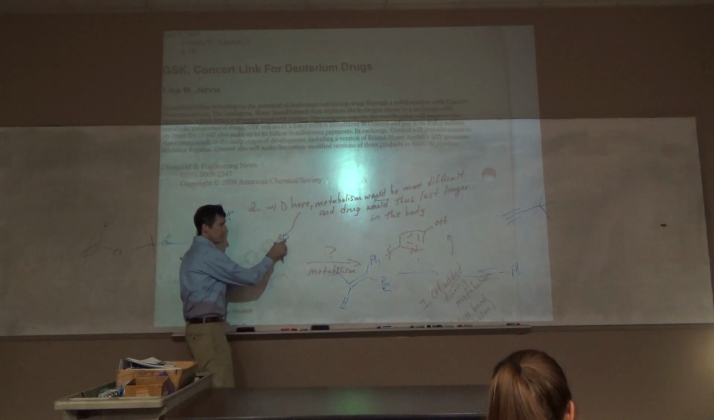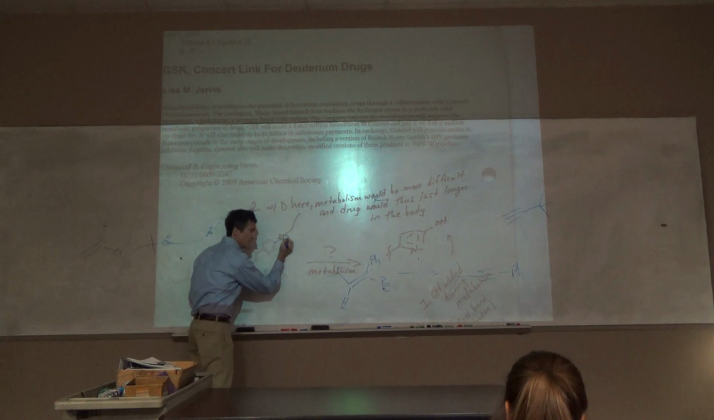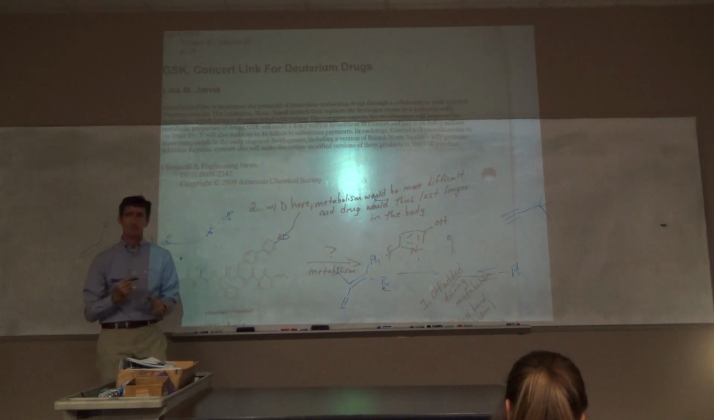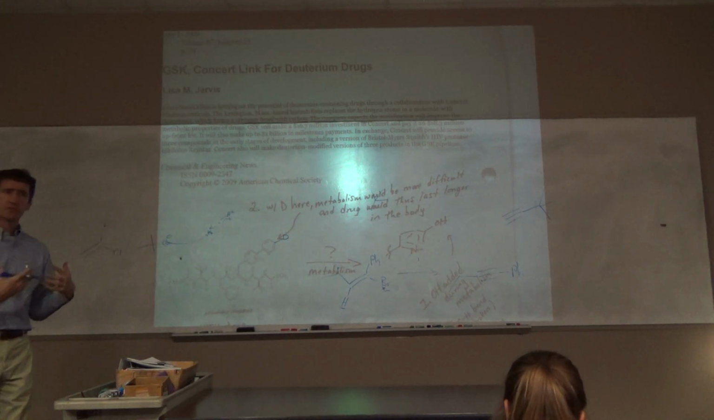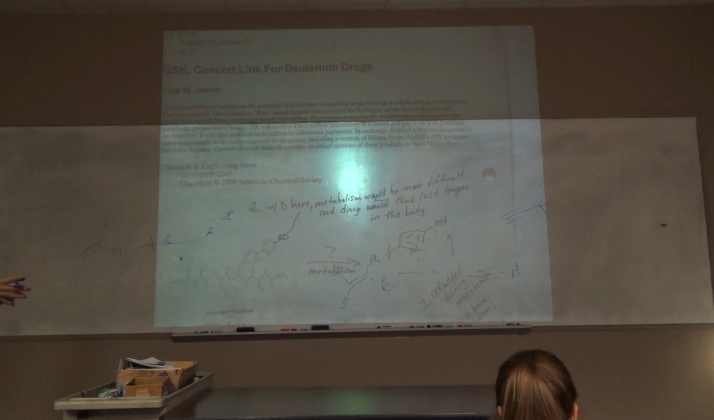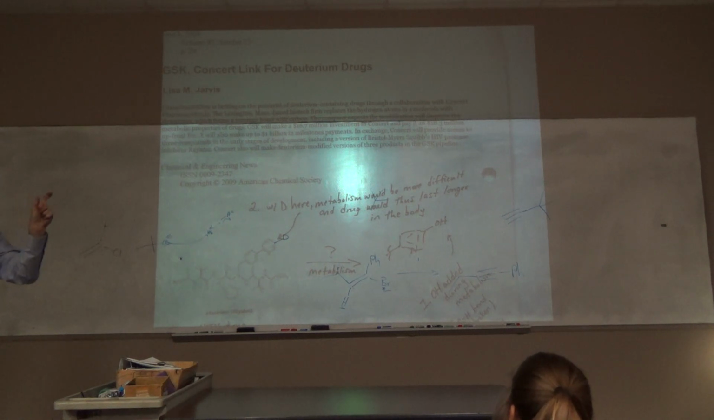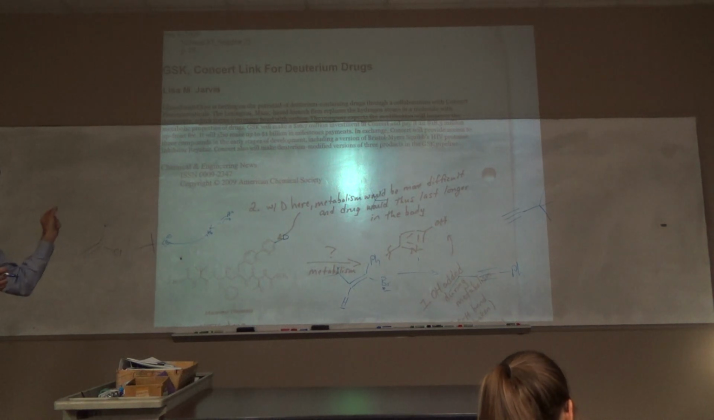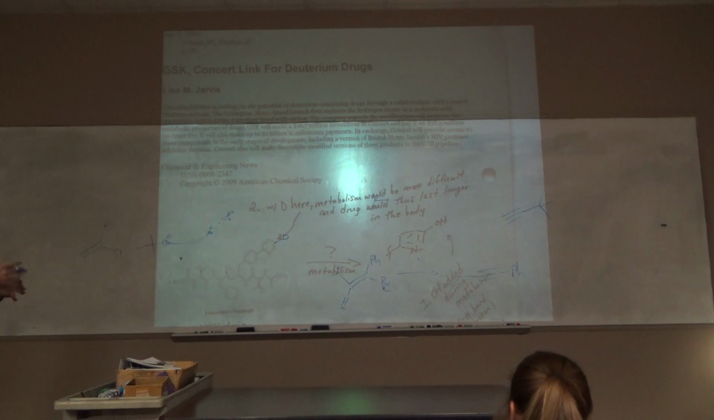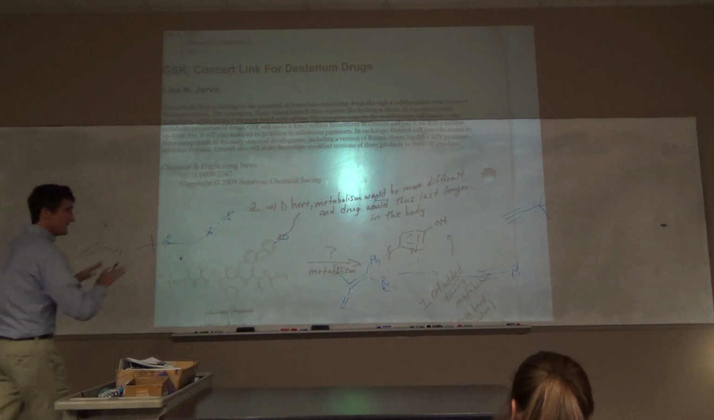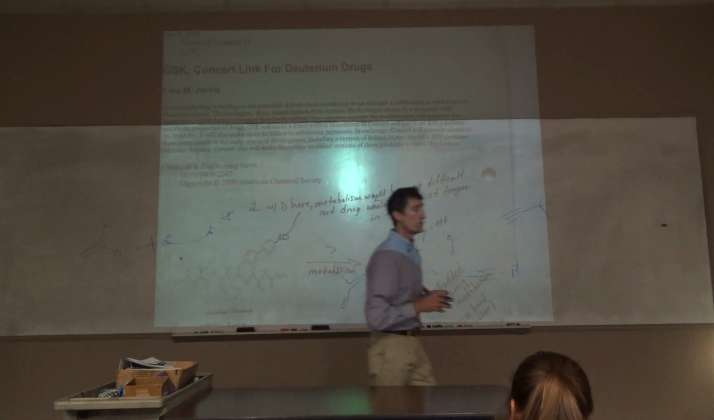And putting the deuterium there is not going to change much. You just got one extra neutron. And that usually doesn't change the drug properties hardly at all. But it can affect that one little bond being broken because the CD bond is stronger. We can slow down the metabolism if we don't want it. That's an application of the deuterium isotope effect.